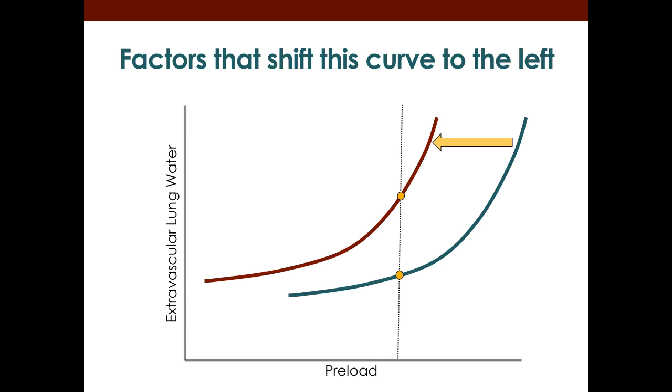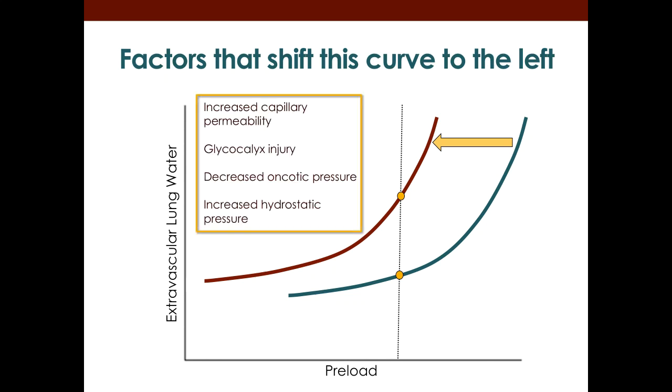So now, let's talk about what things do that. What are factors that shift this curve to the left? There's many of them, but here are the four big ones. Increased capillary permeability, glycocalyx injury, decreased oncotic pressure, or increased hydrostatic pressure. And what I really want to highlight here is that three of these four things have nothing to do with your cardiac function, have nothing to do with your LV systolic or diastolic function.